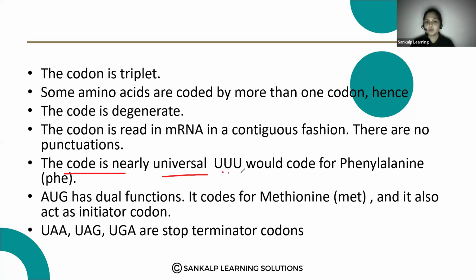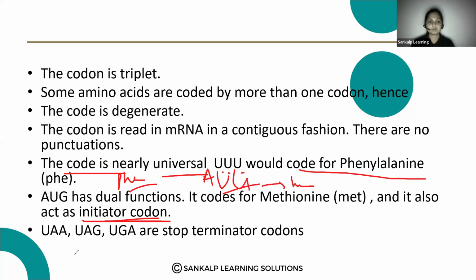So UUU would be the code for phenylalanine, which is represented as PHE. That is universal. AUG has a dual function. It codes for methionine and it is also an initiator codon. AUG is the initiator codon as well as the codon for methionine.